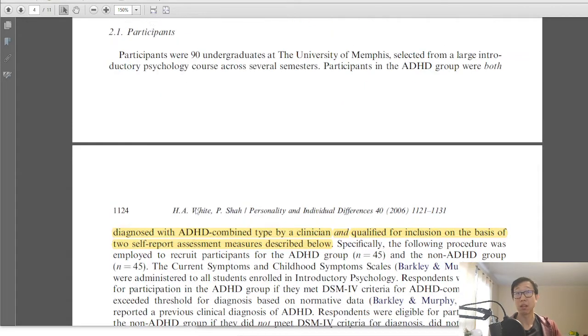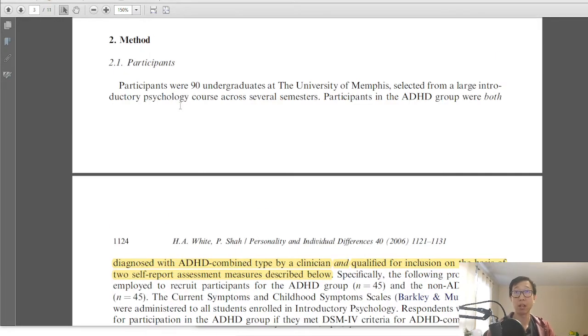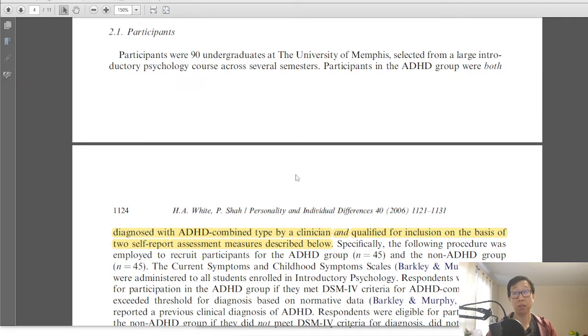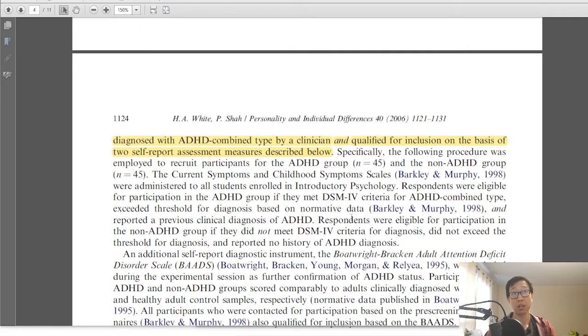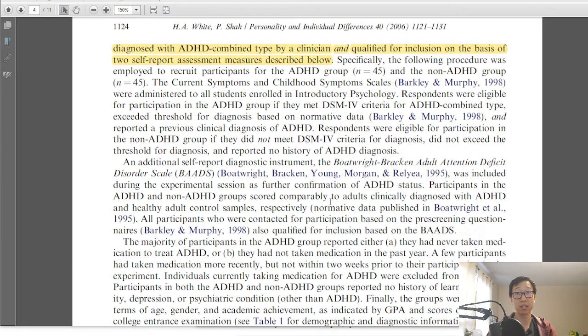For the method, I wanted to highlight how they chose the participants here because they take an incredible amount of care. Now, they took 90 undergraduates from some introductory psychology course, and they made sure that people in the ADHD group were diagnosed with some form of ADHD by a clinician, and they used some kind of self-report assessment. And then once they went through that part, there was an additional self-report diagnostic instrument, the Boatwright-Bracken Adult Attention Deficit Disorder Scale.